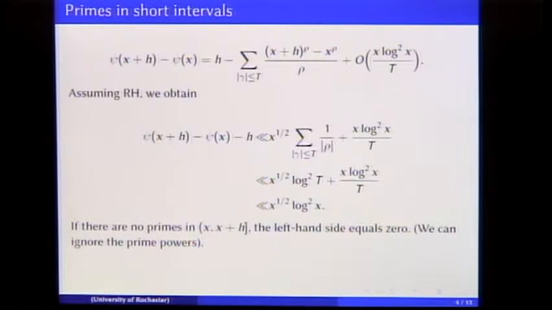But another simple exercise you could try is to show that the higher powers of the primes don't contribute much in this sum. So just think of this as the sum of log p for p between x and x plus h. And that's root x log squared x at most, assuming RH. Okay, so if there were no primes in x to x plus h, this side would be 0, apart from those powers of primes. And that would say that h is no bigger than root x log squared x, right? Here's h. This part is 0. So you can't have a gap bigger than square root of x log squared x, assuming RH.